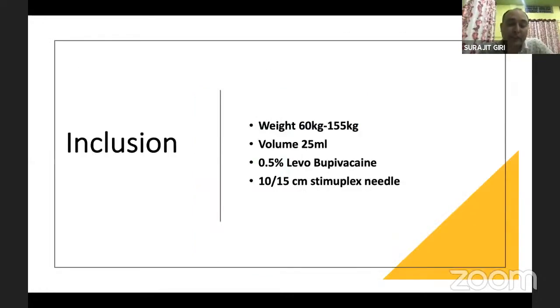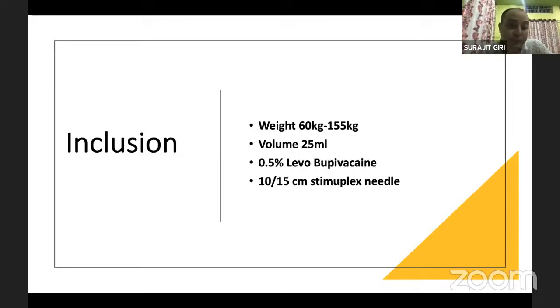Now we included patients with a weight of around 60 kg or more, because you already know that for a lower limb surgery, you need to give two blocks, that is sciatic, or if it is hip surgery, then you have to go for the lumbar plexus, etc. So we included only patients not less than 60 kg, and maximum up to 155 kg. And the volume in all patients was around 25 ml, not more than that.